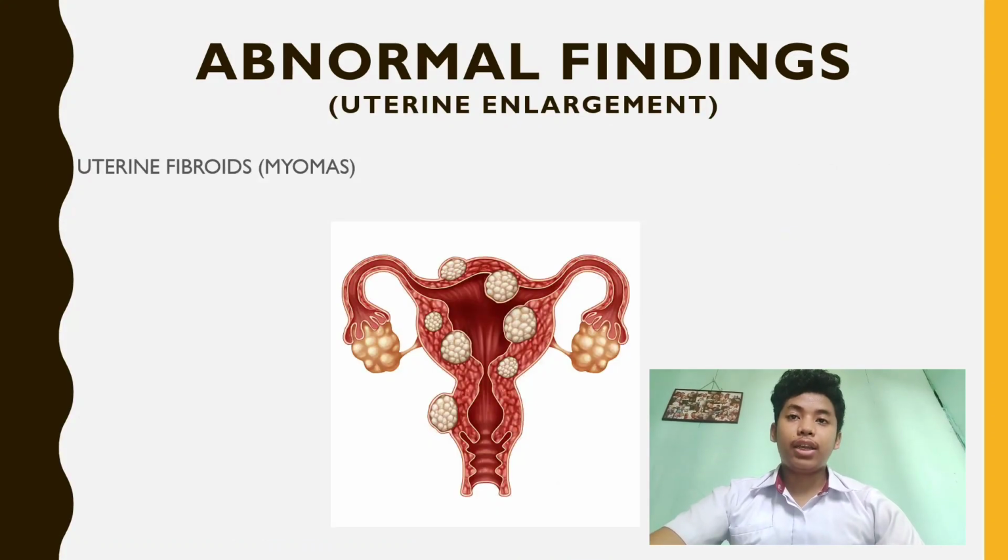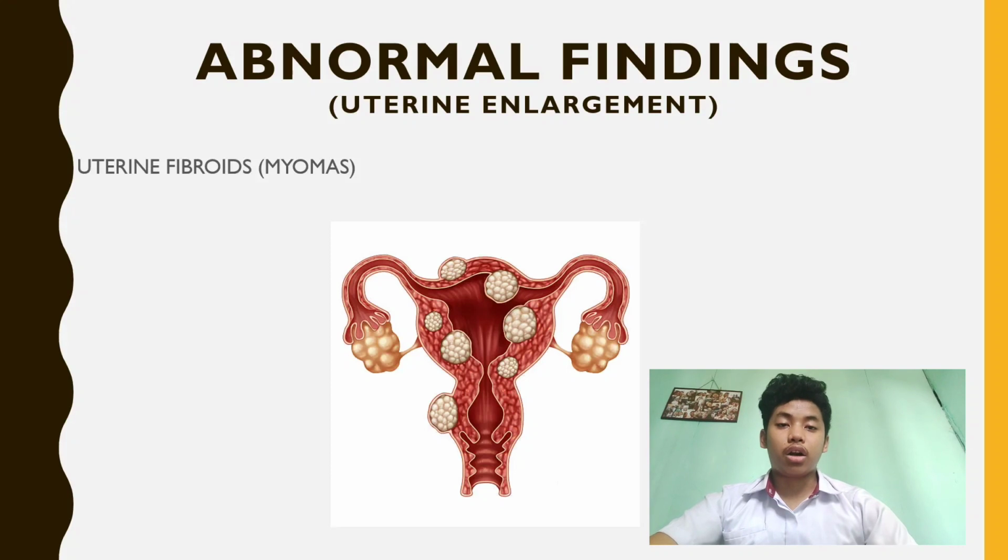The next abnormal finding is uterine enlargement, such as uterine fibroids or myomas. Uterine fibroid tumors are common and benign. They are irregular, firm nodules that are continuous with the uterine surface. They may occur as one or many and may grow quite large. The uterus will be irregularly enlarged, firm, and mobile.